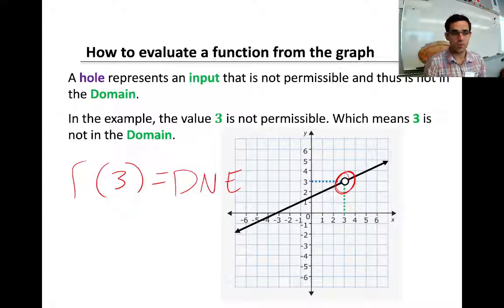And so if I wanted to evaluate f of 3, F of 3, there is no answer, because there's no arrow coming out of it, or saying there's a hole right there on the graph. Three ways to say the same thing. The answer would be that f of 3 does not exist. The function f does not define what we do with an input of 3. And so we write the answer does not exist, or we write DNE.